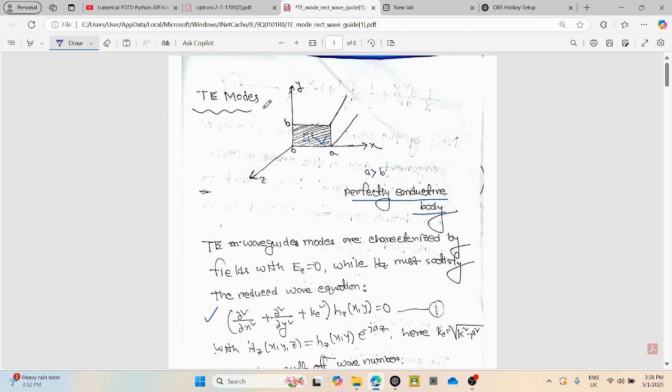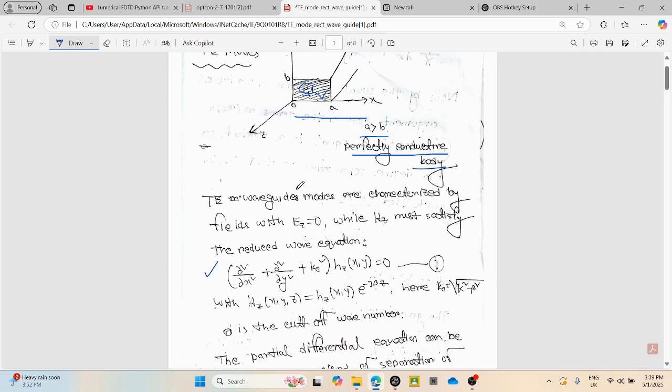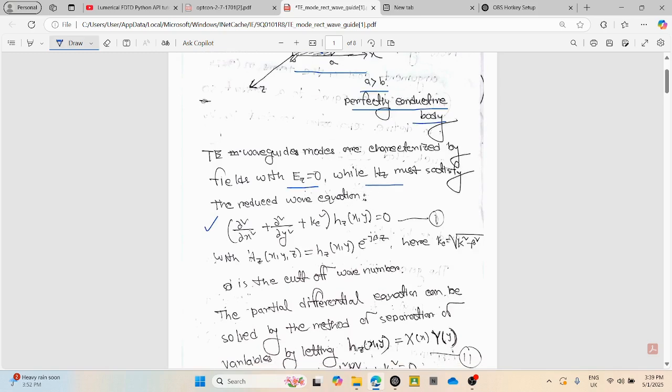For TE modes, it is assumed that the guide is filled with a material of permittivity epsilon and permeability mu. It is a standard convention to have the largest side of the waveguide along the x-axis so that a is greater than b, and here it is a perfectly conductive body. We know that transverse electric waveguide modes are characterized by a field where Ez is equal to 0 and there remains a component of Hz, and these satisfy the reduced wave equation that we derived earlier.